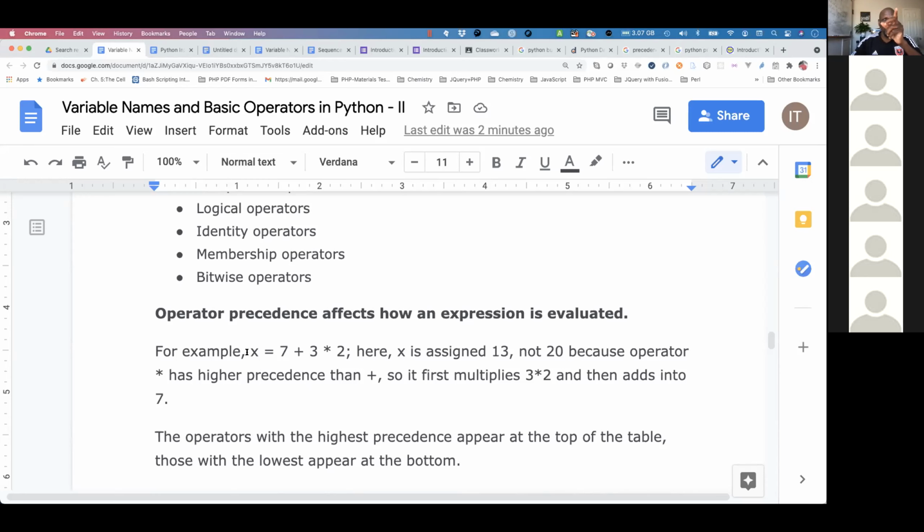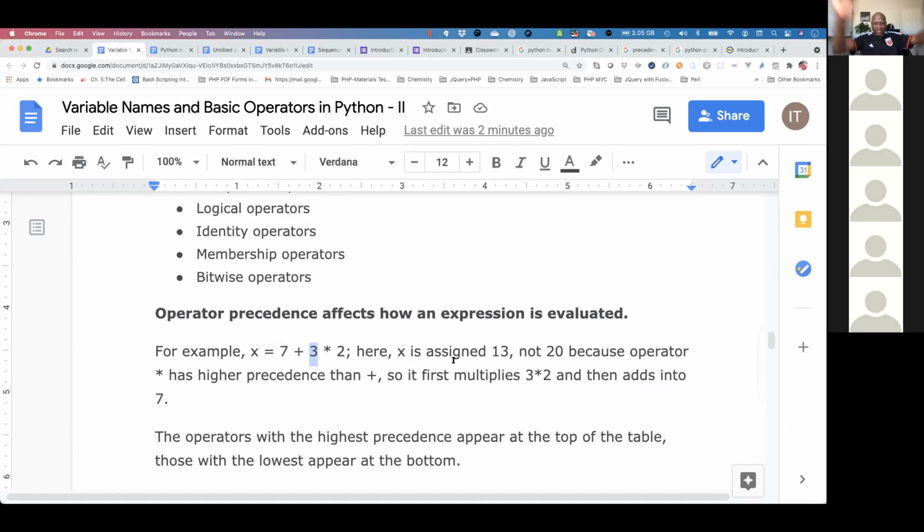For example, x equals 7 plus 3 times 2. Here, x is assigned 13, not 20, because we know what comes first. You have to multiply this times that first, 6, and then you add 7. But if you approach it from left to right, you take 7, add 3, get 10, and then multiply by 2, get 20.